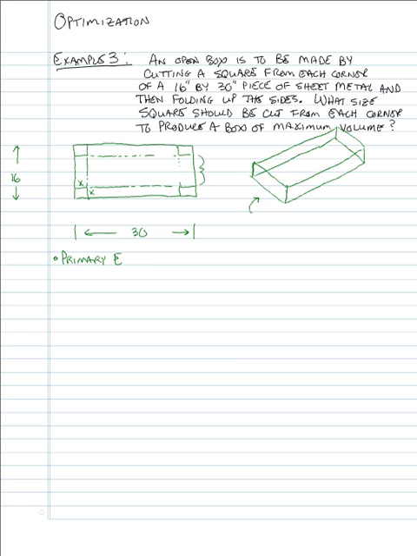And this is a place where we get off track again. I mean, we could easily get off track because what's asking us is what size square should be cut. But now we need to concentrate on what it is we're maximizing or minimizing. And see, we're maximizing a volume. So our primary equation has to be a volume equation.